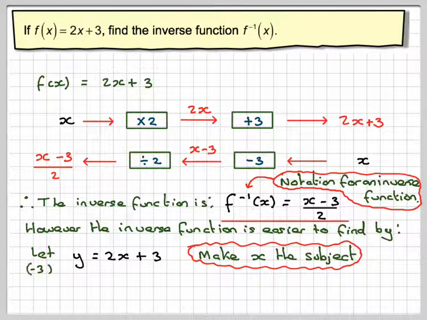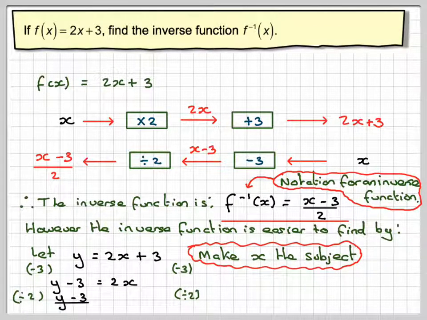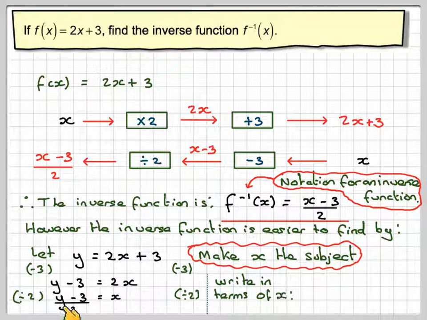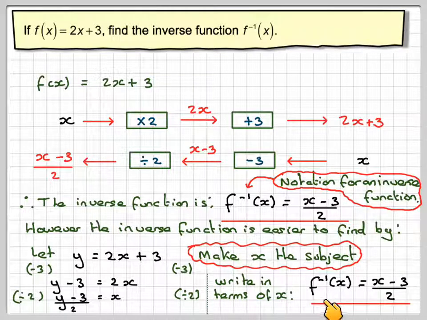We just subtract 3 from both sides. We're going to get y minus 3 is equal to 2x, and then we would divide by 2 both sides. So we're going to get y minus 3 over 2 is equal to x. But we don't write it in terms of y, we write the inverse function in terms of x. So just change all the y's to an x, and then change that x to f to the minus 1 of x, which is the notation for the inverse function. We get f to the minus 1 of x is equal to x minus 3 over 2.